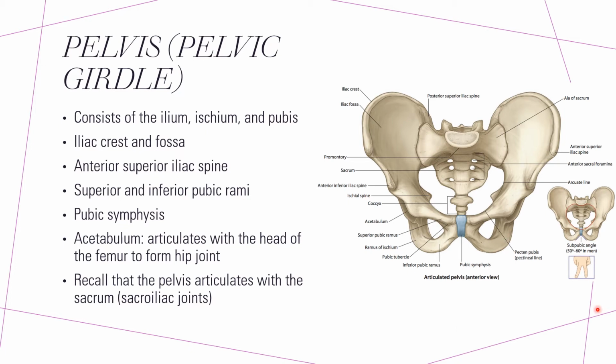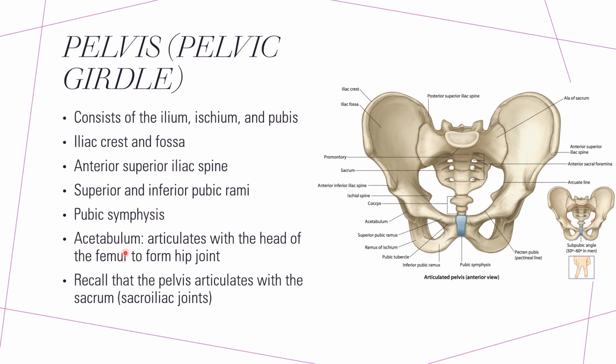Some noteworthy landmarks are the anterior superior iliac spine, which you can find here. You have your superior and your inferior pubic rami. You have your pubic symphysis. It's called the pubic symphysis because symphysis means coming together, and the pubis on each side comes together.